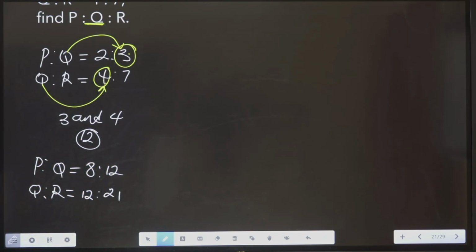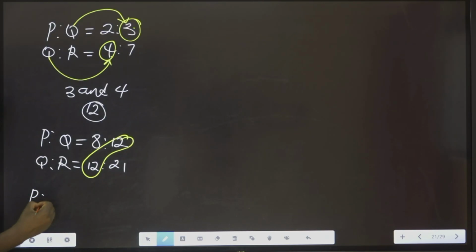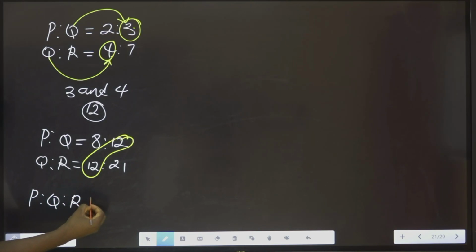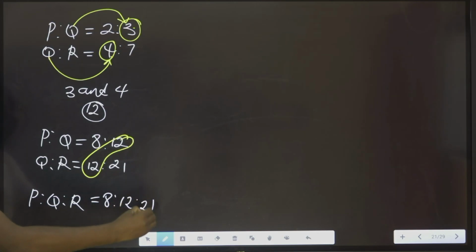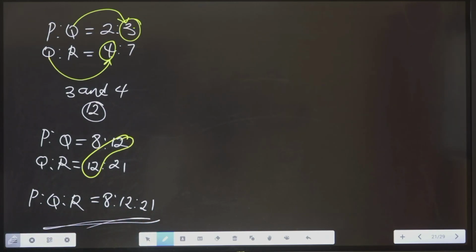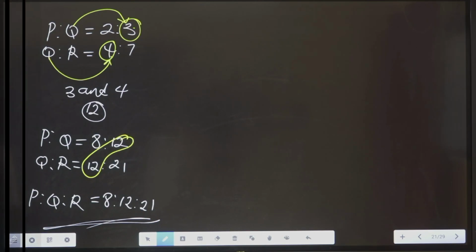So what it means now is that we have 3 distinct values: 8, 12, and 21. So 3 of them are coming together now. All of them have distinct values that are 8, 12, and 21. That is the answer.